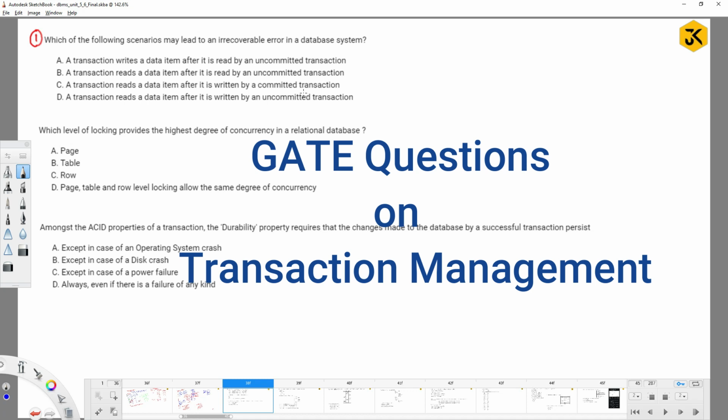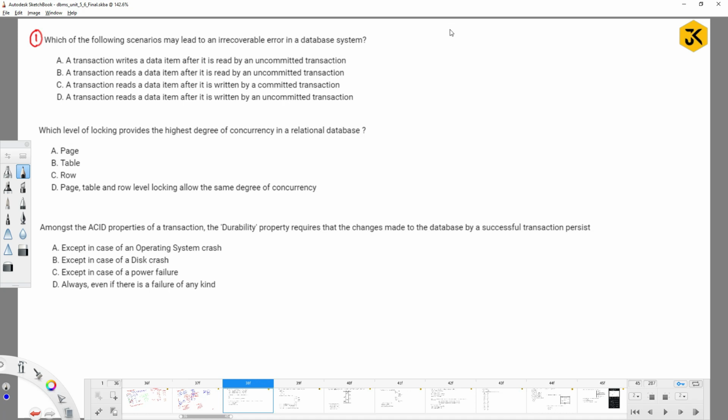Which one is the correct one? Option D. Why option D? Why not the other options? Here they have specifically mentioned it should be irrecoverable. What is the meaning of recoverable?